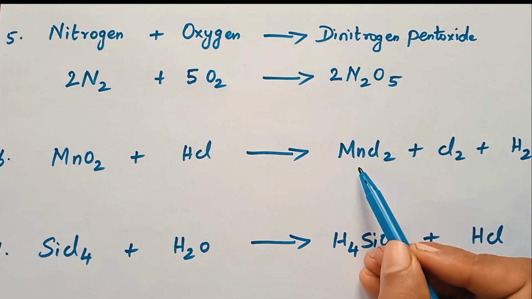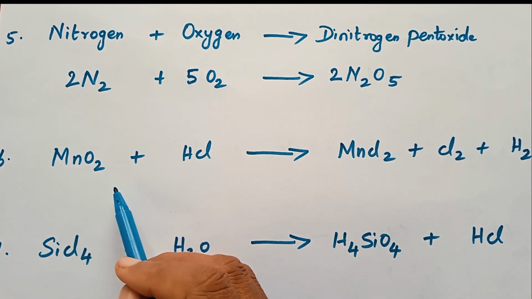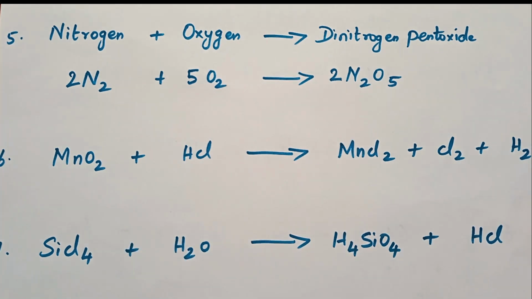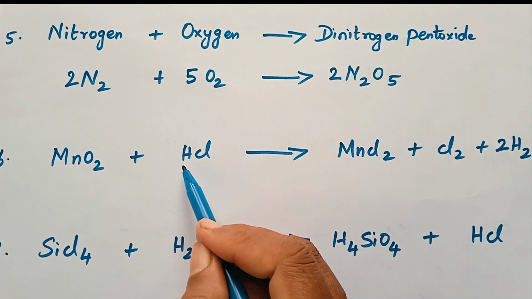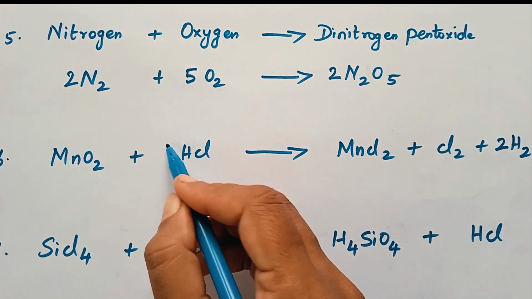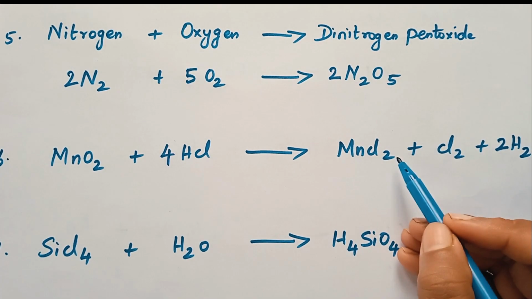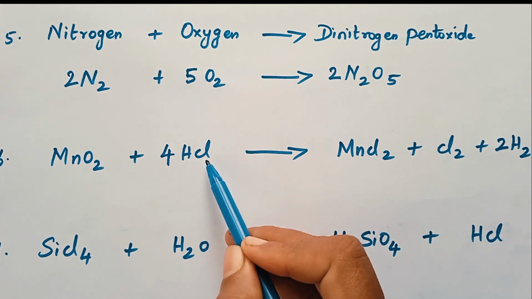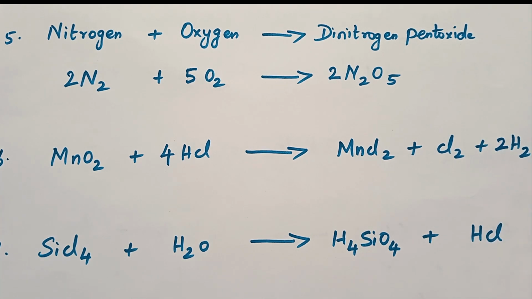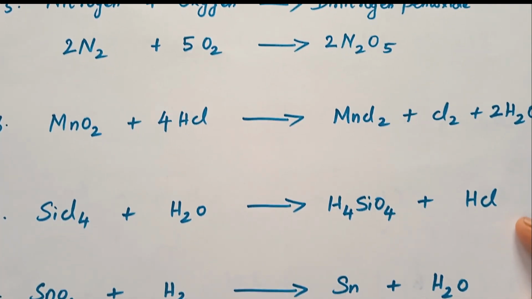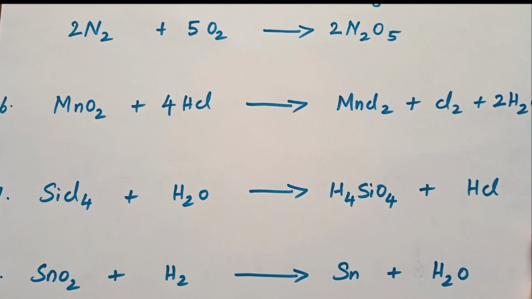In this case, manganese is balanced. For oxygen, it is 2 over here and here it is only 1, so we'll add 2 here so that oxygen is balanced. For hydrogen, it is 4, here it is only 1, so add 4 here. Now check for chlorine. Here it is 4 chlorine atoms, here 2 plus 2, 4 chlorine atoms. So this equation is balanced.